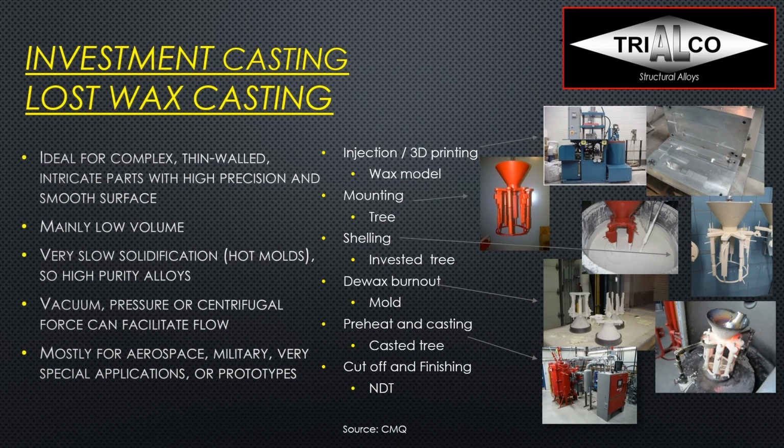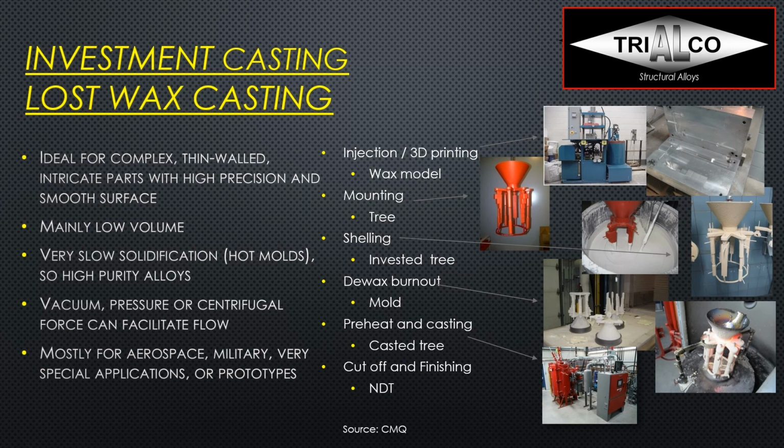And then we are mounting those. We call this a tree. And then the shelling process is where we put a shell around it. And then we have an invested tree, as you can see in the picture here. Then we de-wax the mold, so we melt the wax and it comes out. Unlike in the lost foam process, where we keep our pattern inside, in this case we get rid of the pattern before we pour the metal in.